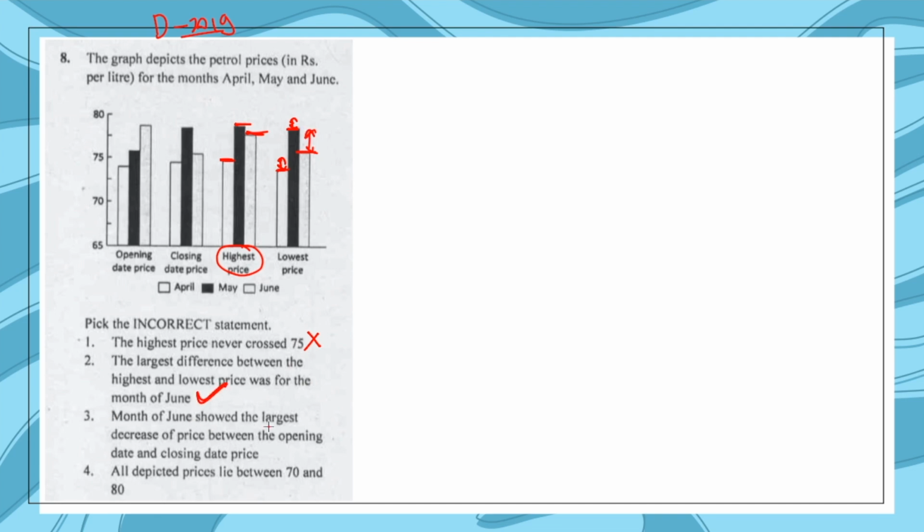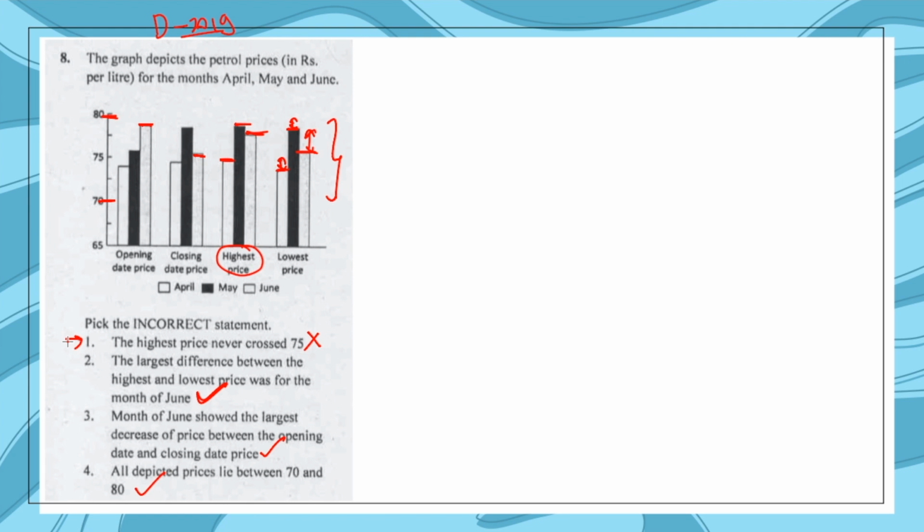Third says the month of June showed the largest decrease in the price between the opening date and the closing date price. The opening date price is so high, the closing date price is so low, so there is quite a big change. So yes, it shows the highest change. Next is all depicted prices lie between 70 and 80. That is also correct. All the prices are lying between 70 and 80. So this is also correct. The only incorrect statement is statement number 1, and that will be your correct answer.